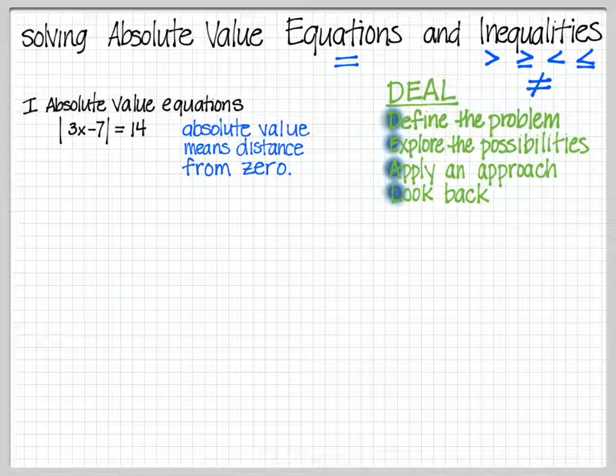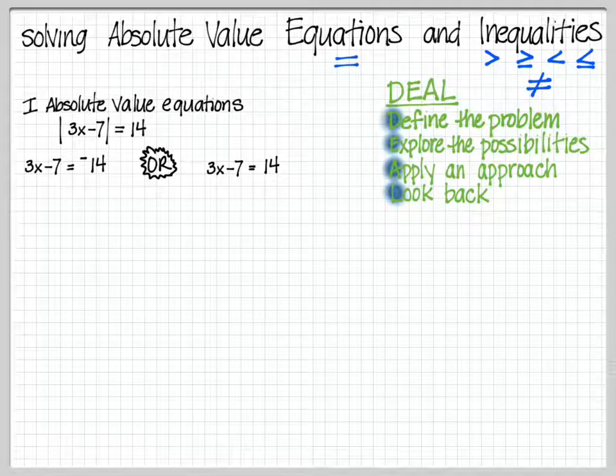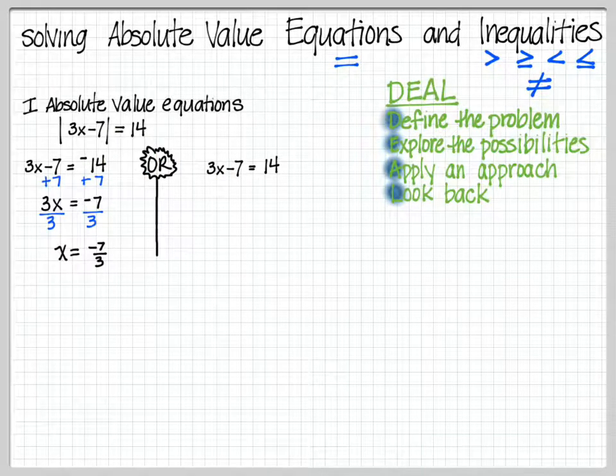So in defining this problem, we need to think about what absolute value means. Absolute value means the distance from 0. So this equation is saying there's this 3x minus 7 that is 14 units from 0. So that's defining the problem. Exploring the possibilities would be to say, okay, if it's 14 units from 0, 3x minus 7 could equal negative 14, or 3x minus 7 could equal positive 14. Either one of these two statements would make this equation true.